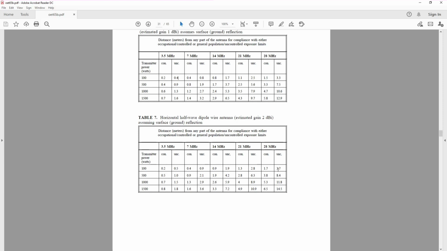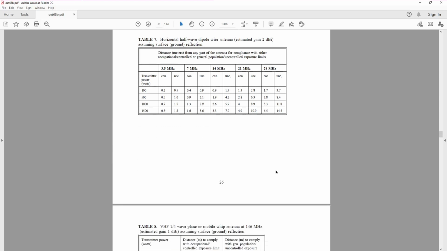The ideal height for a dipole, they say, is a half wave above the ground. So you get up to 1000 watts, you probably don't want to be walking underneath that dipole, or even at 100 watts for that matter. So there you go, that gives you a rough idea.